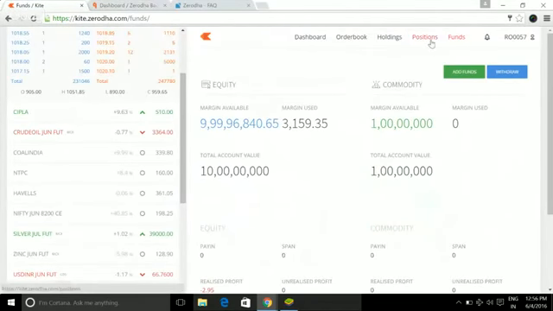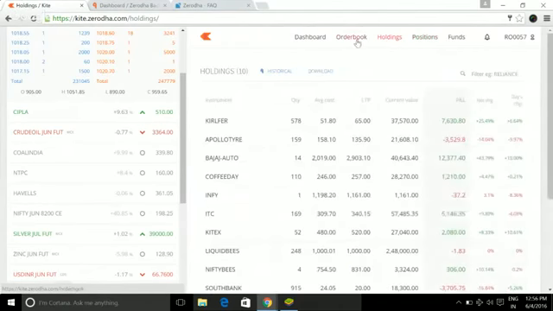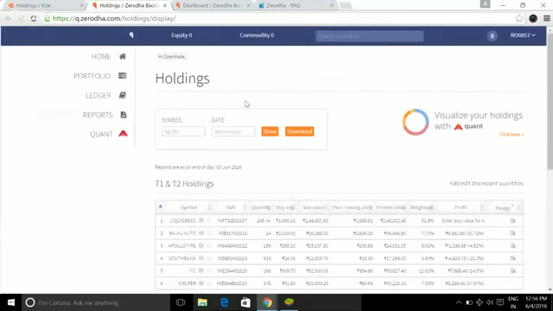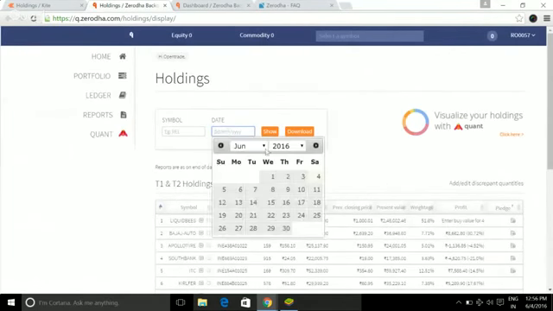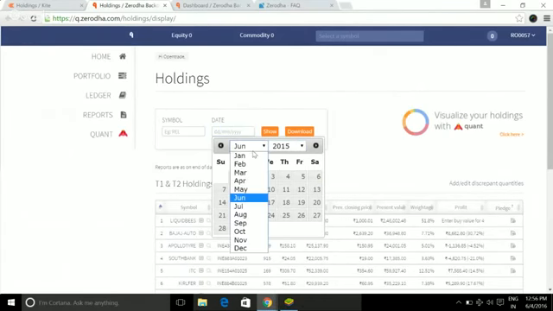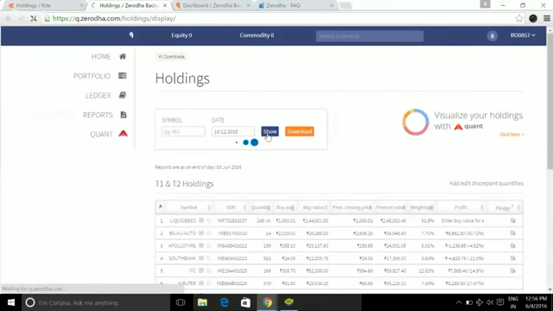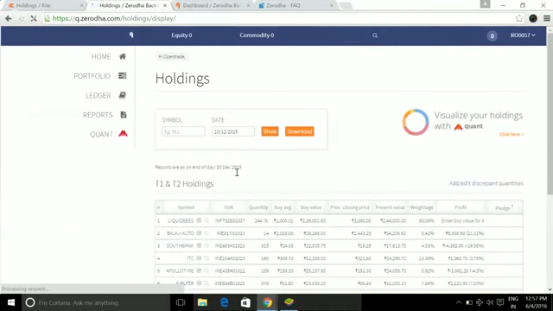In the same way, if you can see, in every tab, what we have done is we have given a link for you to log in and go to Q. For example, if you want to see historical holdings, assuming you want to see what holding you had on, say, December 10th, right? You can just search the date, and that shows up on Q, right? So this was my holding on December 10th, right?